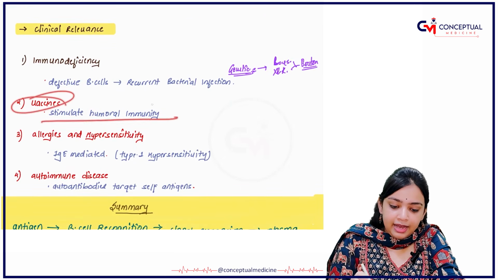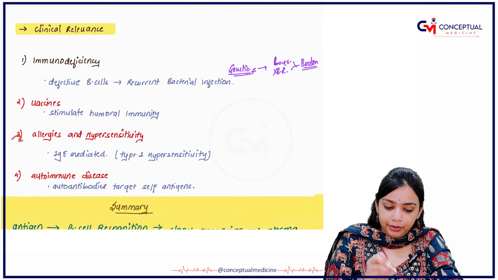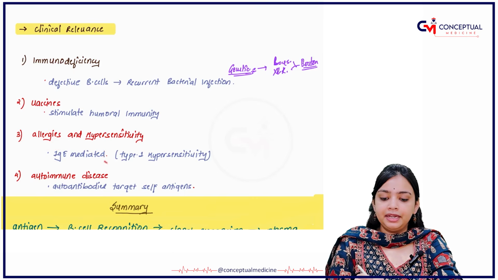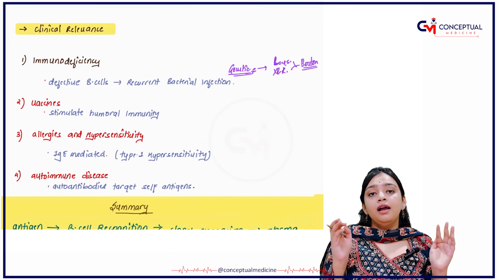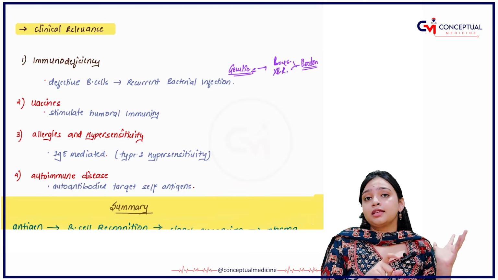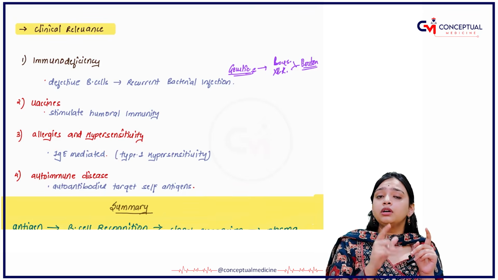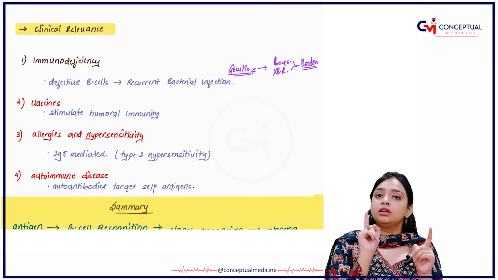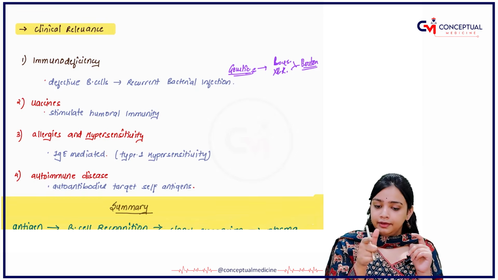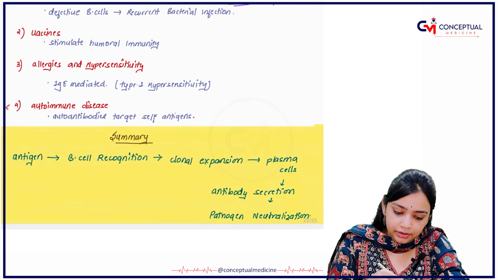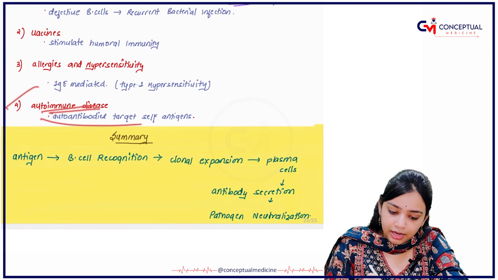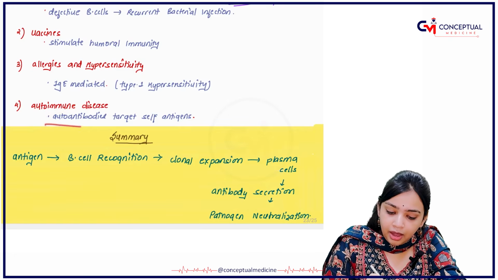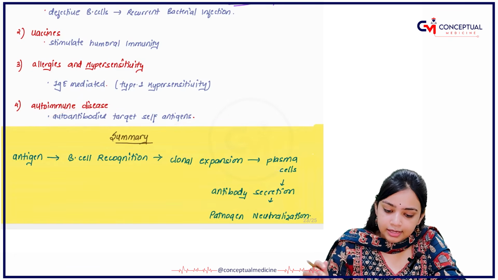Next is the vaccines. Vaccines basically stimulate the humoral immunity. Third one are the allergies and hypersensitivity, that are the IgE mediated type 1 hypersensitivity. Once we are done with the humoral and the cellular immunity, next we will study the comparison between the humoral and the cellular immunity. After that, we will jump to the types of hypersensitivity. There we will learn the details. Fourth clinical relevance is the autoimmune disease. The autoantibodies basically target the self-antigens.